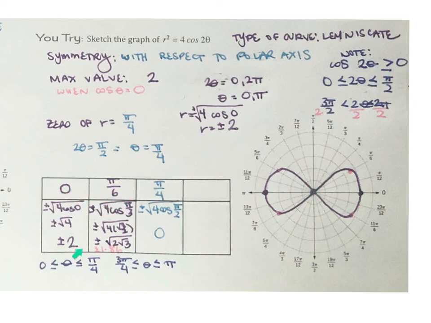I plugged in 0, then I plugged in pi over 6. At pi over 6, I got plus or minus 1.86, so somewhere over here. At pi over 4, I got a 0, and then I know it's just going to reflect, right? So I just finished some dots here of what's going to happen, and then I finished the curve.